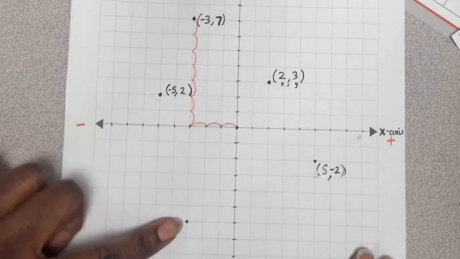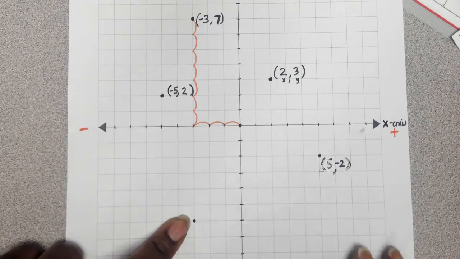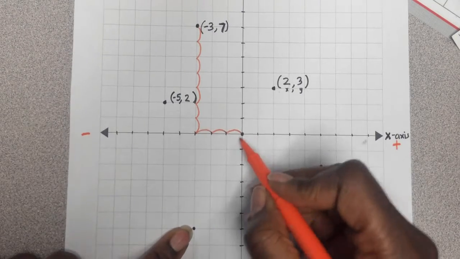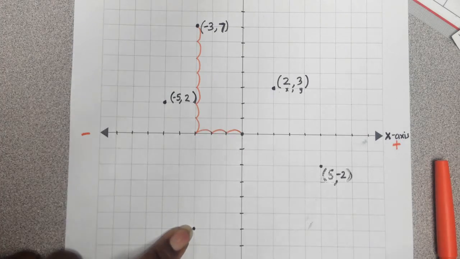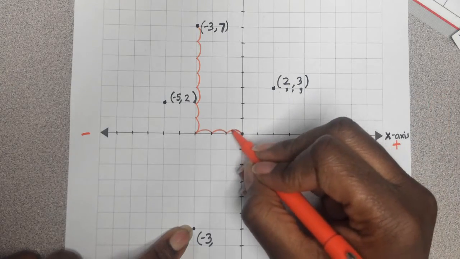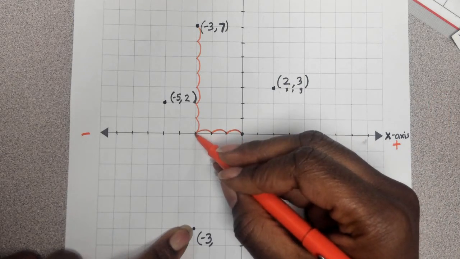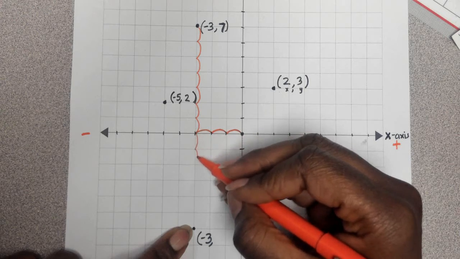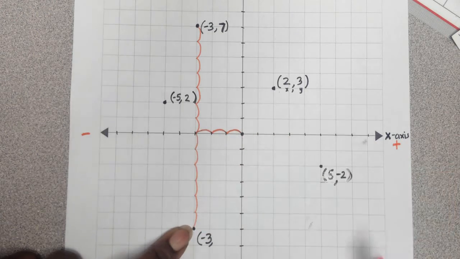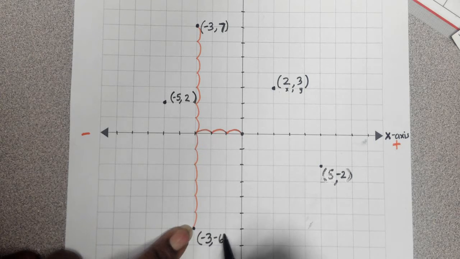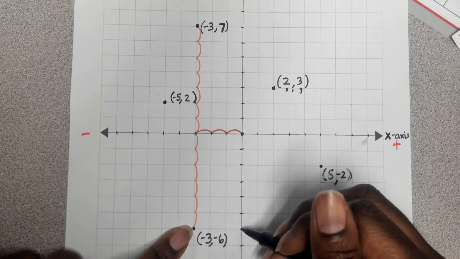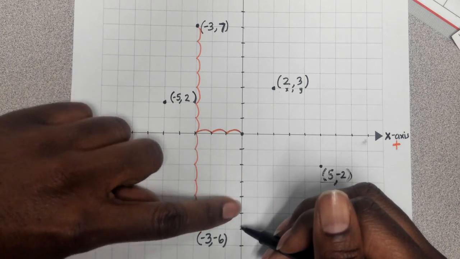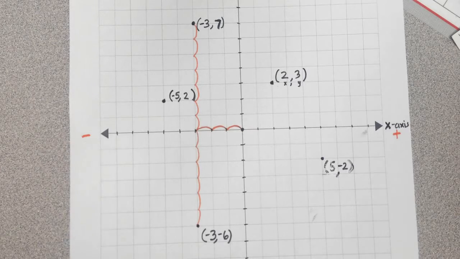I'll show that again with this point. So to get to this point, starting from the origin, I go over 1, 2, 3. Once again, that's a -3. And then, so that's -1, -2, -3. Then how do I get down here? I move 1, 2, 3, 4, 5, -6. -6 because I moved down. And if you line it up with the y, what number is this lined up with on the y? It's down here at 1, 2, 3, 4, 5, 6, and it's -6.